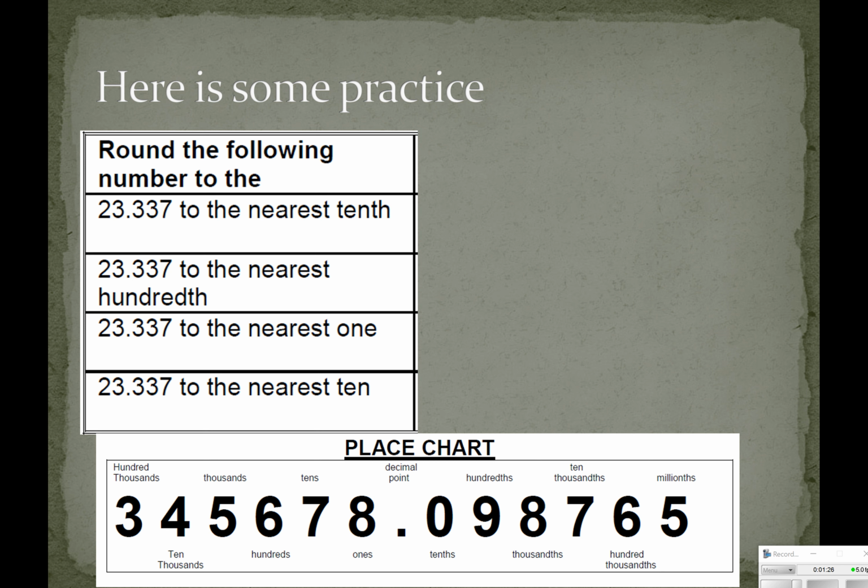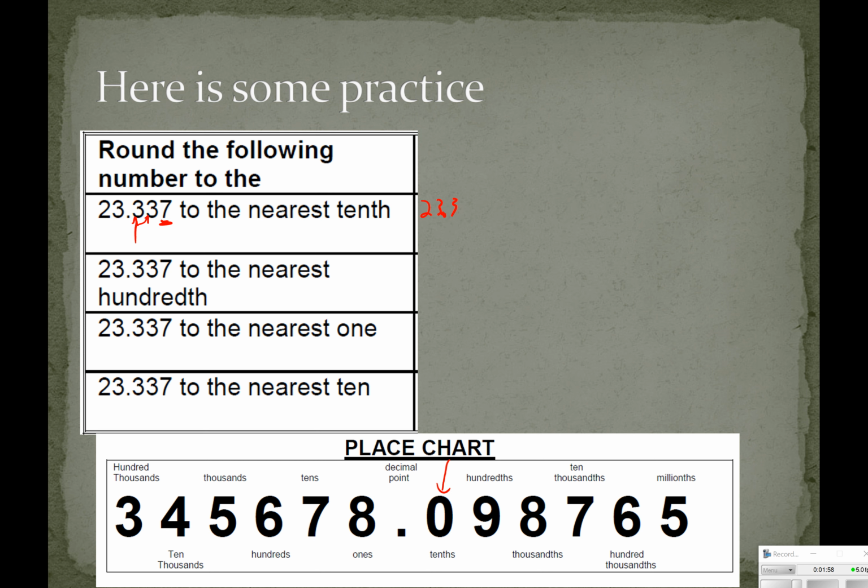So round the following number to the nearest tenth. Well, we have a decimal, so our precision is farthest to the right. We want to round this to the nearest tenth. Now you have a place chart in your notes. The nearest tenth is one spot after the decimal, so we want to round to that number. So we look at the one to the right, that's a 3, and it tells us to keep it the same. So this becomes 23.3.